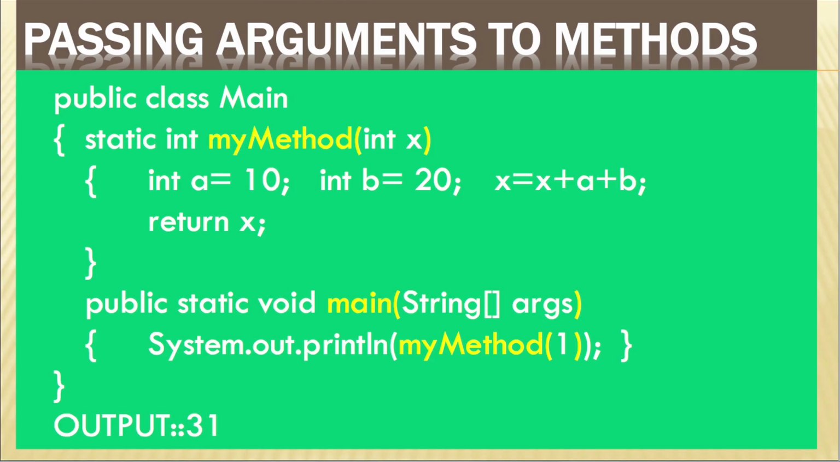Inside myMethod we have two variables, a and b: int a equals 10, int b equals 20. Both a and b are initialized with the values 10 and 20. We compute x equals x plus a plus b. The previous value of x is 1, which is passed through the argument, so 1 plus 10 plus 20 will return 31. So when we print the value of myMethod, it will print 31.